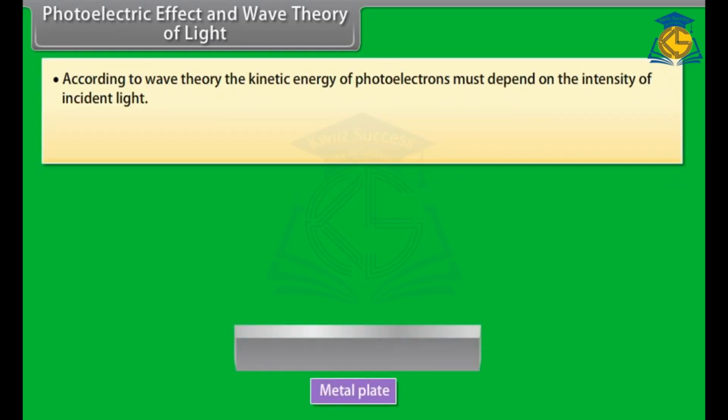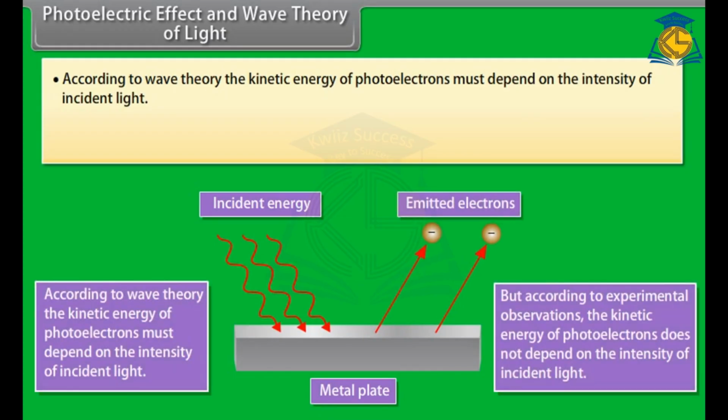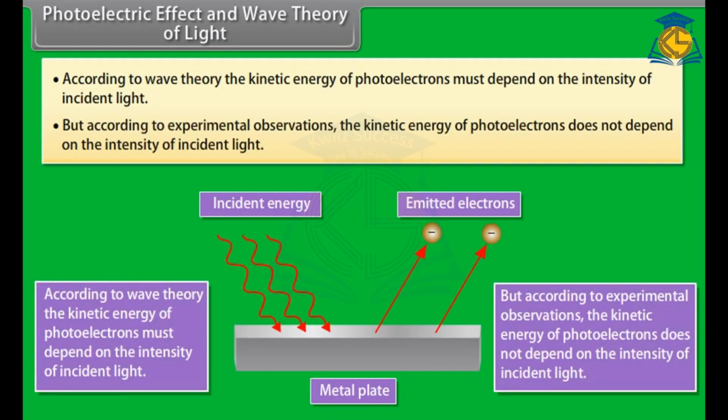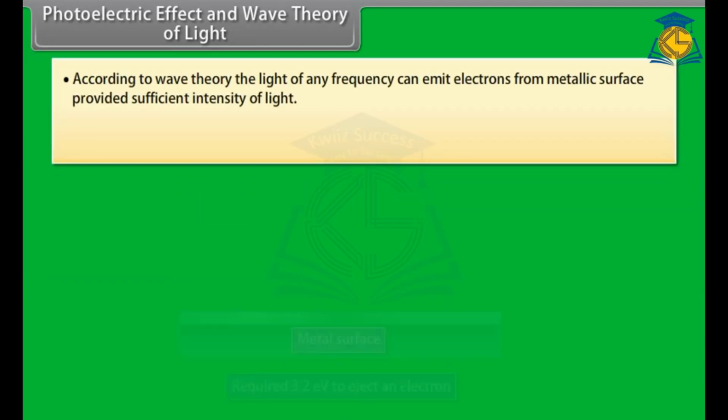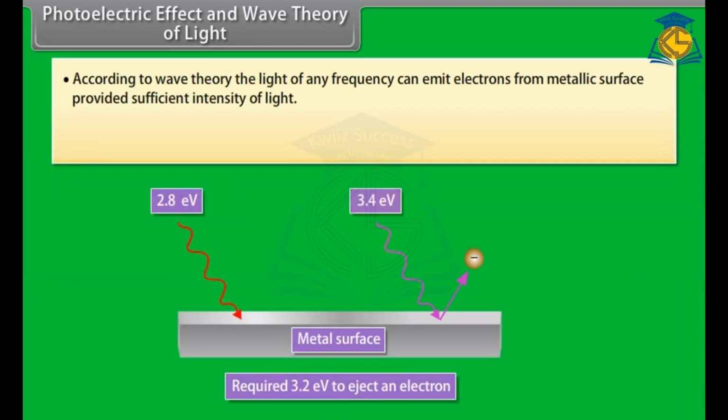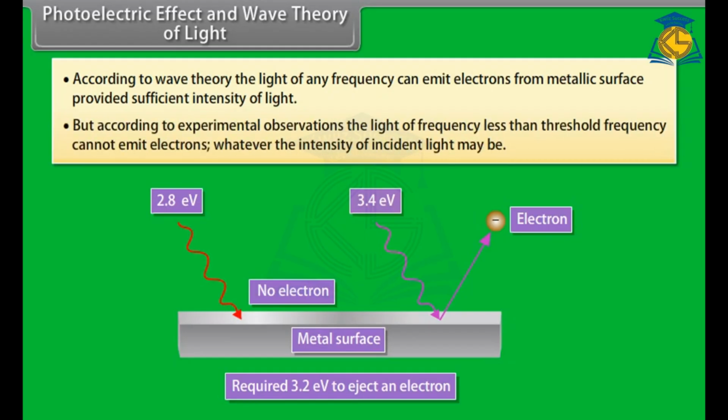Photoelectric effect and wave theory of light. According to wave theory, the kinetic energy of photoelectrons must depend on the intensity of incident light. But according to experimental observations, the kinetic energy of photoelectrons does not depend on the intensity of incident light. According to wave theory, the light of any frequency can emit electrons from metallic surface provided sufficient intensity of light. But according to the experimental observations, the light of frequency less than threshold frequency cannot emit electrons, whatever the intensity of incident light may be.